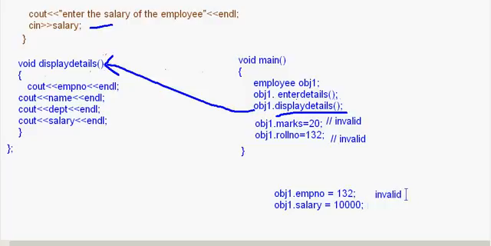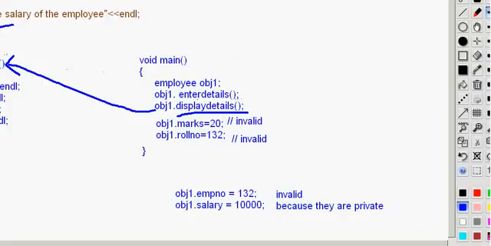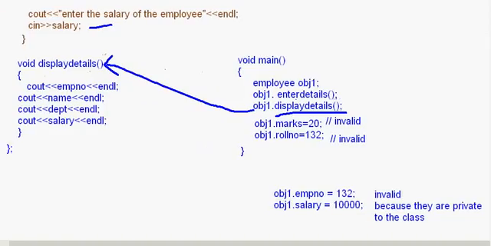Why? Because they are private members of the class, right? So private members cannot be accessed through the object, that you have to remember, right? Because they are private to the class, whereas obj1 dot enter details and obj1 dot display details are fine, they will be executed. So this is one whole example of classes and objects in which we have made a class, and we have made an object of the class and used the functions of a class through the object, right?